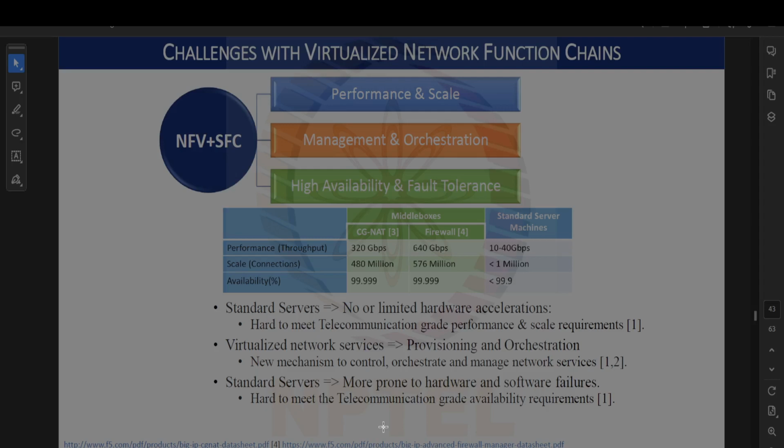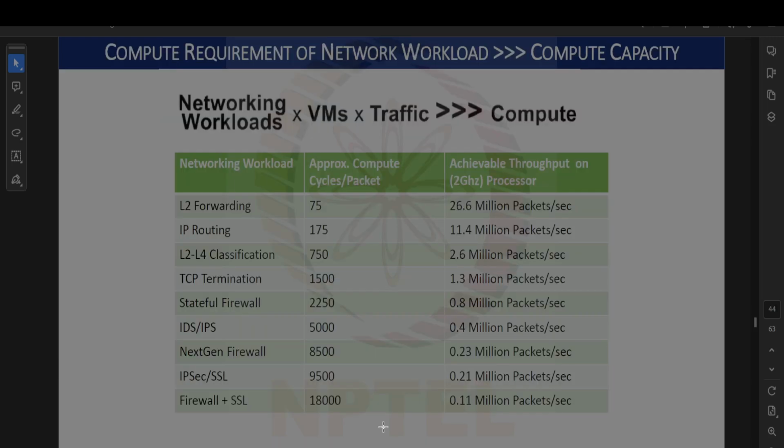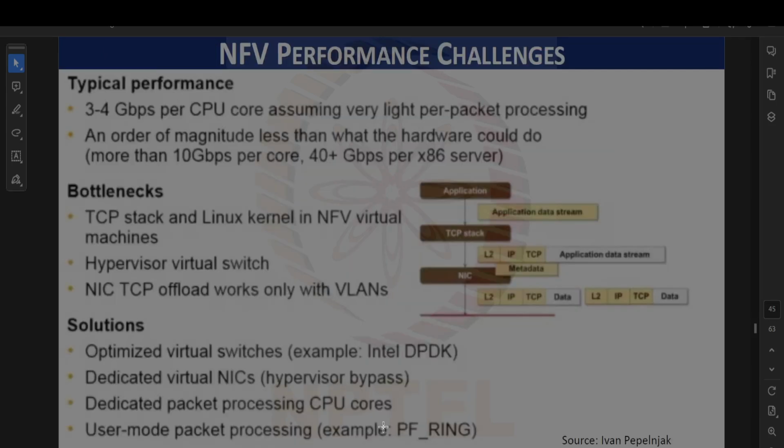So these are certain challenges with respect to NFV. That is, standard servers are more prone to hardware and software failures than commodity hardware. The rate at which packet processing can happen is also limited. So how can one improve the performance when working with NFV?